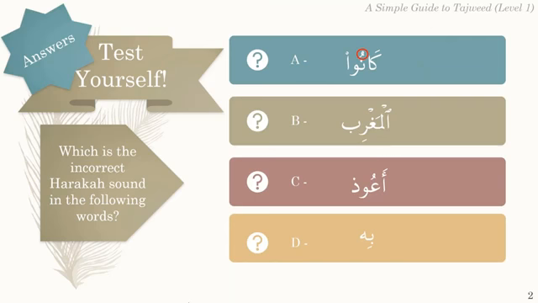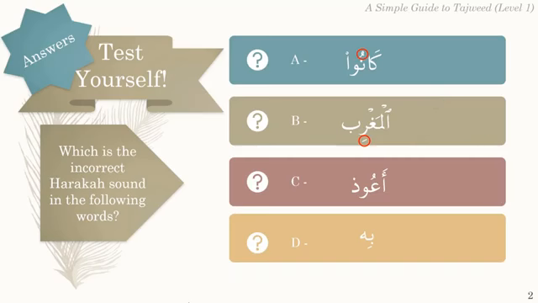As for example B, the kasra sound was incorrect. The middle of the tongue was not raised properly. Listen to the wrong sound followed by the correct sound.